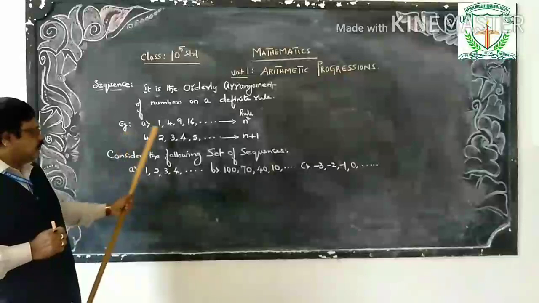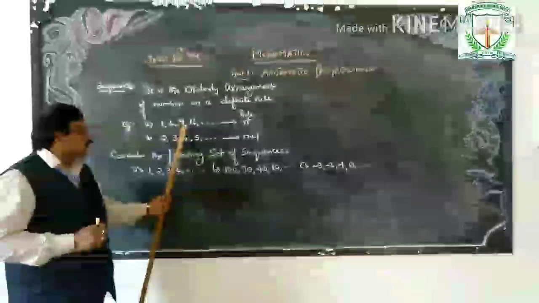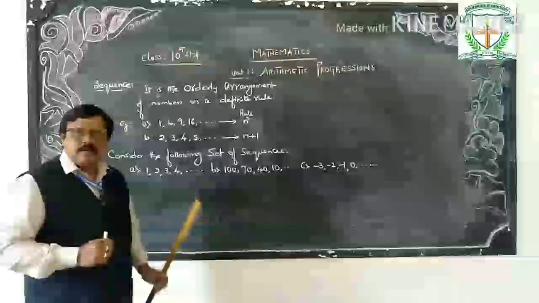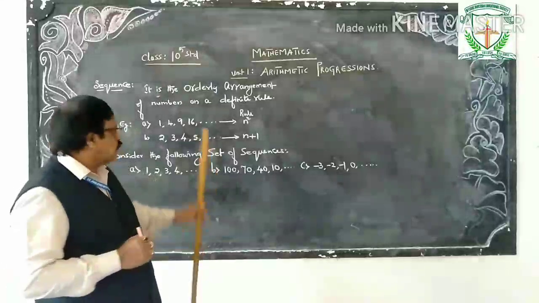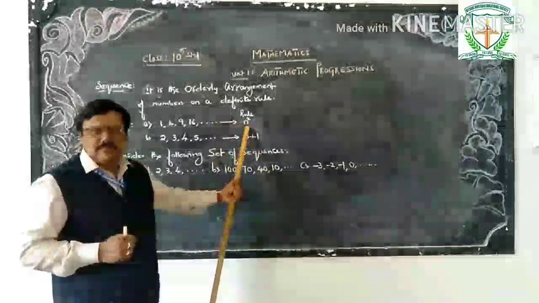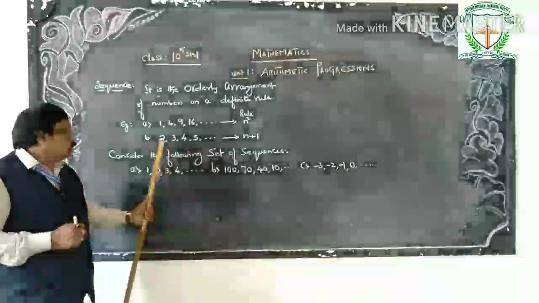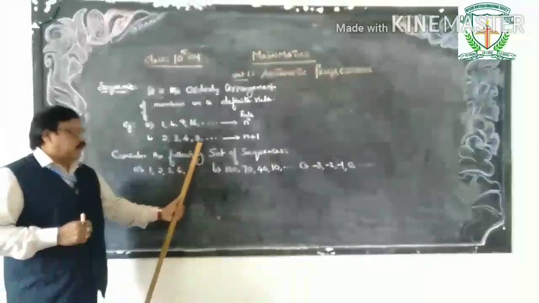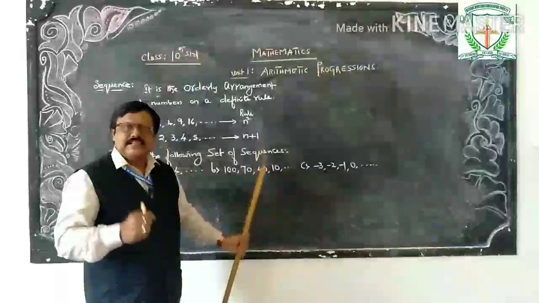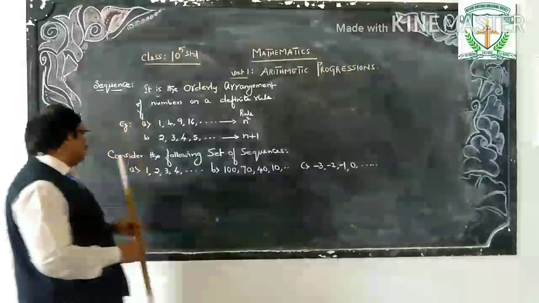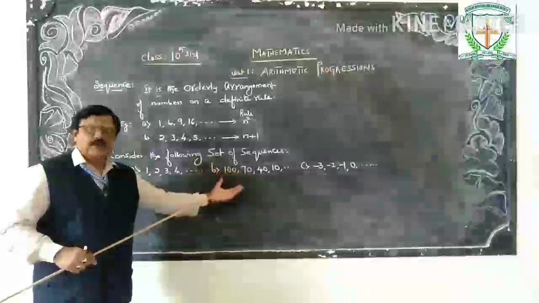Example, for a sequence that I gave: 1, 4, 9, 16. Can you tell the rule on which it depends? It is n square. You see this sequence: 2, 3, 4, 5. It is nothing but n plus 1. That is the rule. Okay, students, consider the following set of sequences.